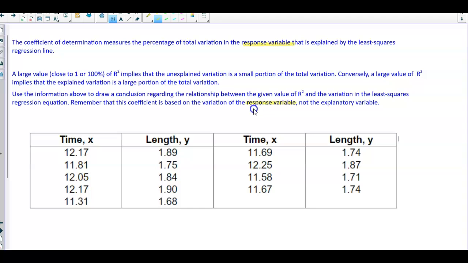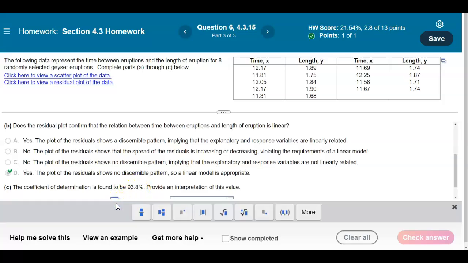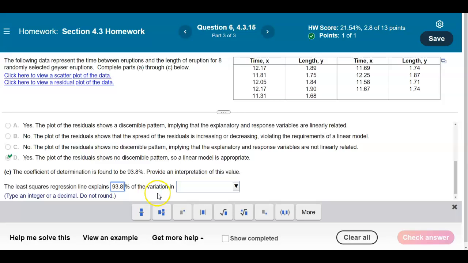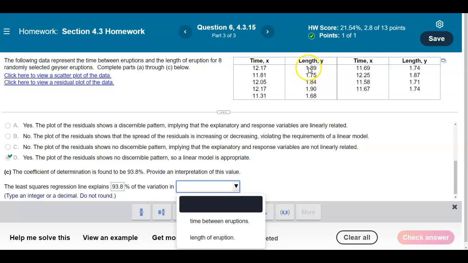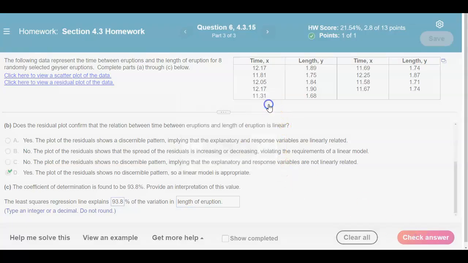Remember that the response variable is the y, so that means we're looking at the length of the eruption. And note that the explanatory variable is the time, right? And again, the coefficient of determination measures it in the response variable. So let's go back to our question. We're going to say the least squares regression line is going to explain this amount of percent. So we're going to put in 93.8% of the variation in, again, which one is the response variable? Well, the response variable is the length of eruption. And check our answer, and there is our result.